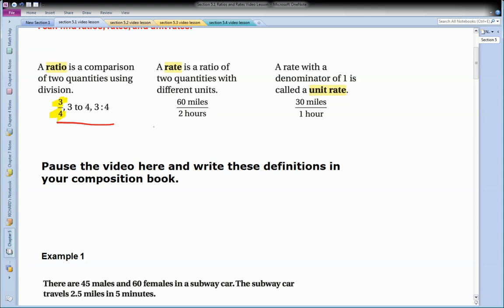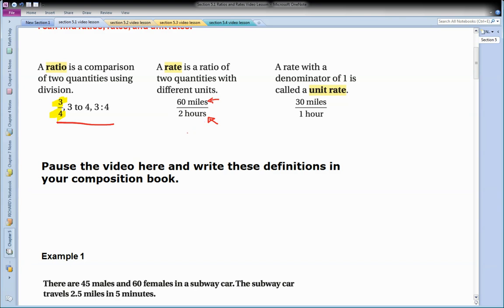Remember, a rate is a ratio, so it is a comparison of two quantities using division. But a rate has different units. So notice here in the numerator, I have miles. In the denominator, I have hours. So this is a rate.